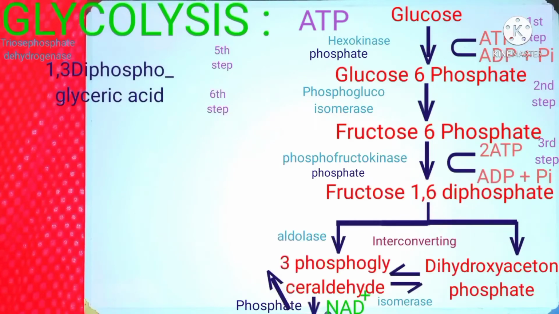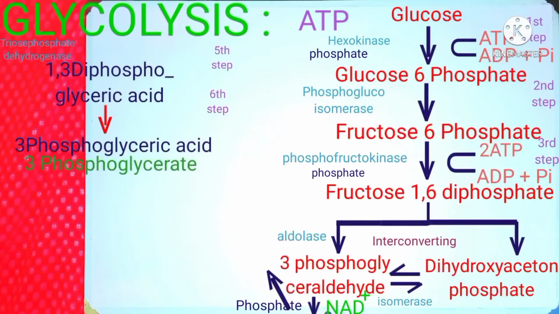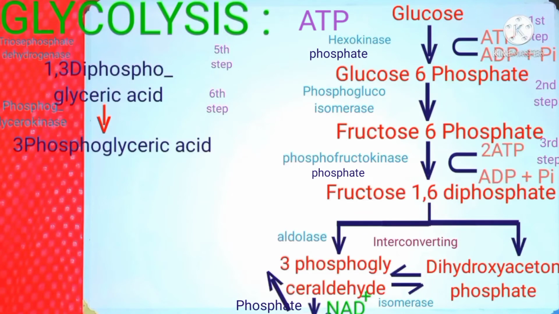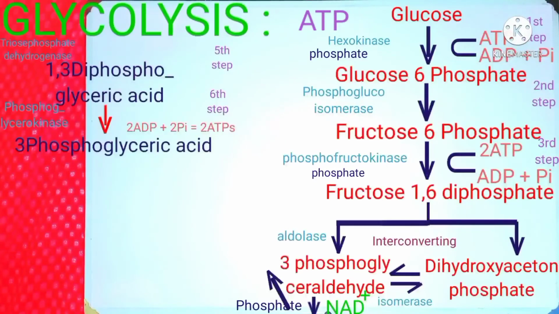During the sixth step, 1,3-diphosphoglyceric acid is converted into 3-phosphoglyceric acid or 3-phosphoglycerate in the presence of an enzyme, phosphoglycerokinase. Phosphoglycerate kinase enzyme transfers the phosphate group at the first position of phosphoglycerate to adenosine diphosphate. So an ATP molecule is generated, but collectively two ATP molecules are obtained because the second phase happens twice. This step releases two ATP molecules.